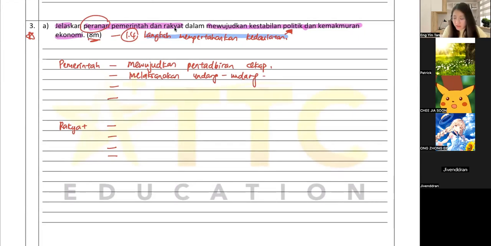Guys, okay, did you realize most of my answers right now, I mentioned pentadbiran and the law, are mostly related to politics. Can any one of you tell me, as a government leader, what do you need to do to make sure our economy is very prosperous, good, maju, advanced?